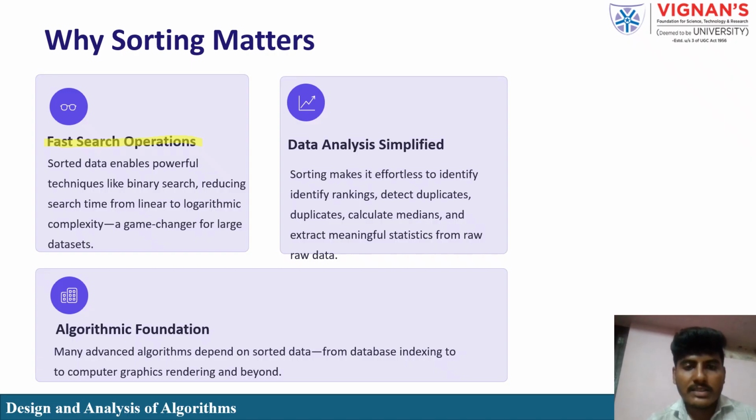The second one is data analysis simplified. Here we can find the minimum and maximum values, detect duplicate elements, calculate the median, and rank data easily. And the third one is algorithmic foundation. Many advanced algorithms depend on sorted data. We can use it in database indexing, computer graphics, and machine learning pre-processing. With the help of these three key points, we can know why sorting matters in real world applications.